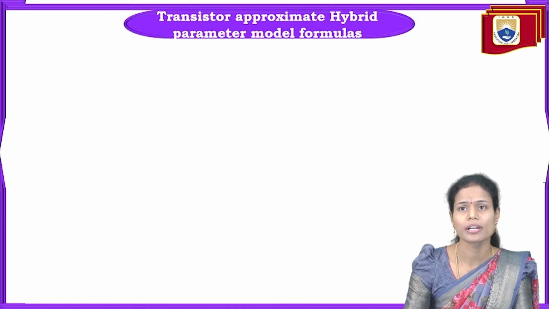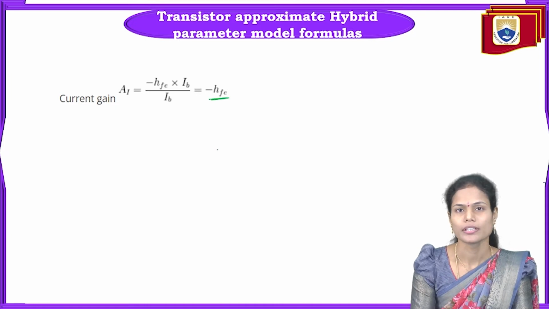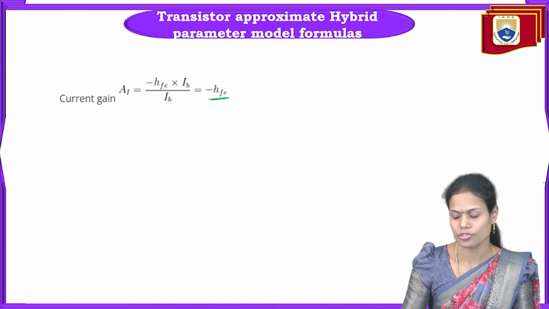So these are the formulas for the approximate analysis of the H parameter circuits. The current gain is approximated as minus HFE here. In the previous case, it was minus HFE into the remaining H parameter values also, but in the approximate model, it is simplified to minus HFE.